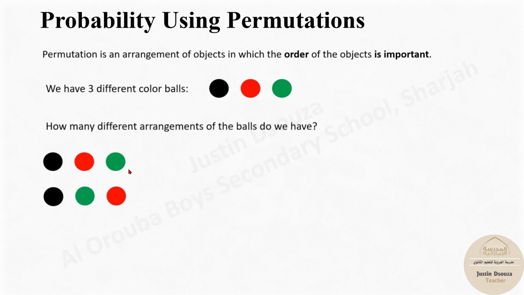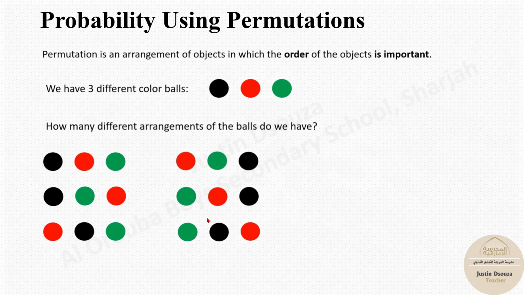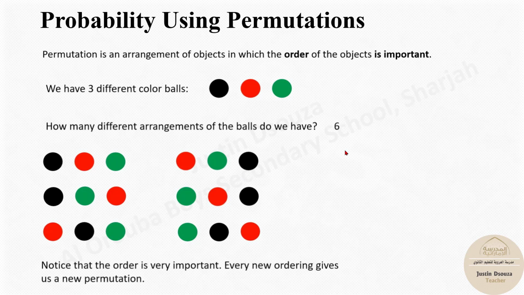Now this is one arrangement. In the second one, black is at first, but the green and the red have been swapped, right? This is altogether another arrangement. Similarly, now the red color is in the first position, and then the other two are swapped, and lastly the green color is first, and then the other two are swapped. So these are the different ways of arranging these three colored balls. This is permutations. Here the order matters, isn't it? Each new order is a different permutation.